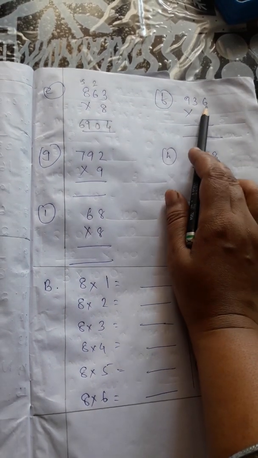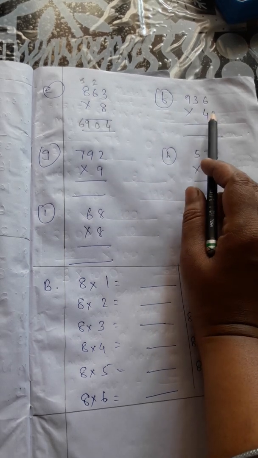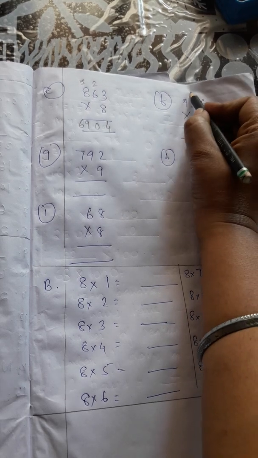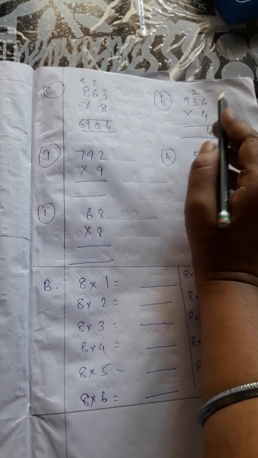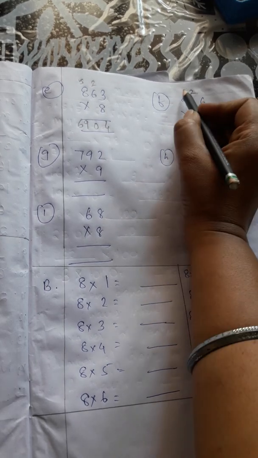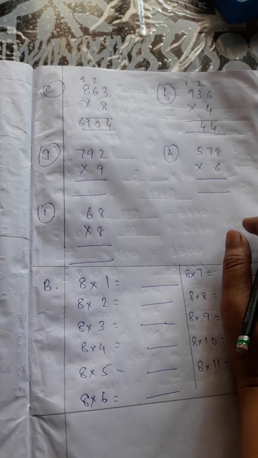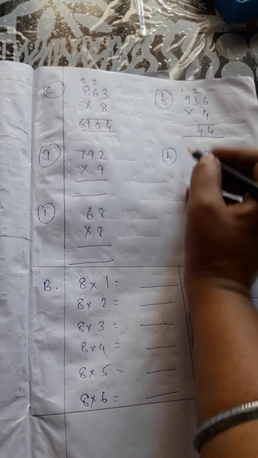Next, 936 into 4. Multiply 936 by 4. So keep 4 tables in your mind. 4 6s are 24. Carry 2. 3 4s are 12. 12 plus 2 will be 14. Write down 4 at the tens column and carry over 1 at the hundreds. 4 9s are 36. 36 plus 1 will be 37.